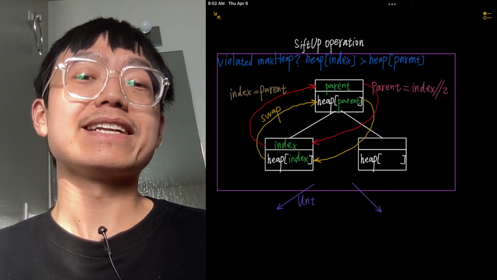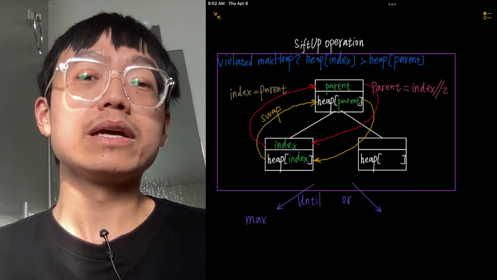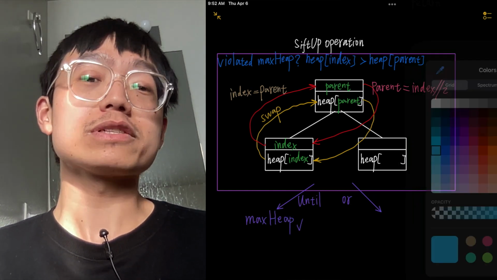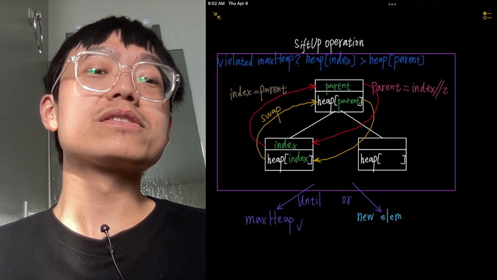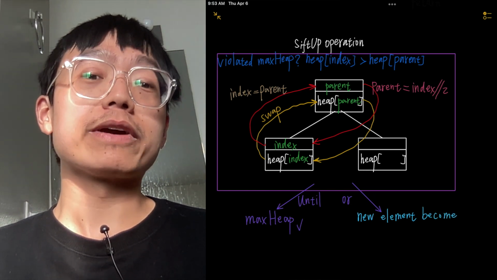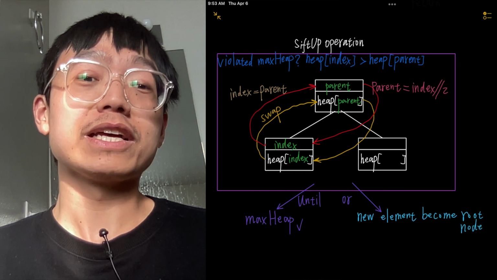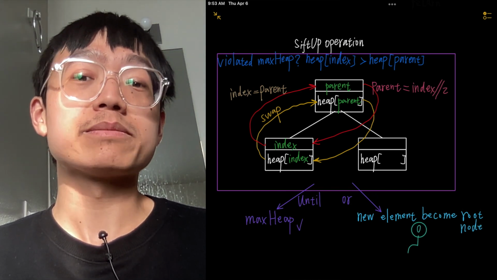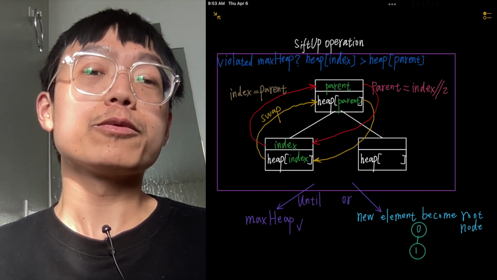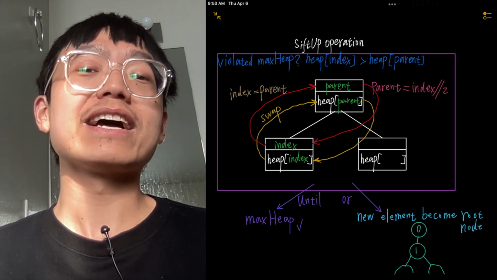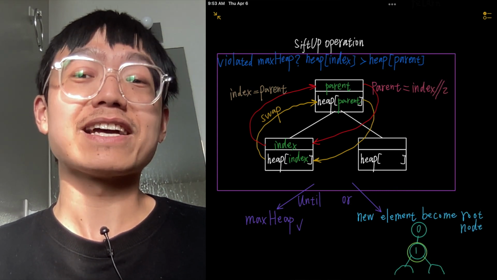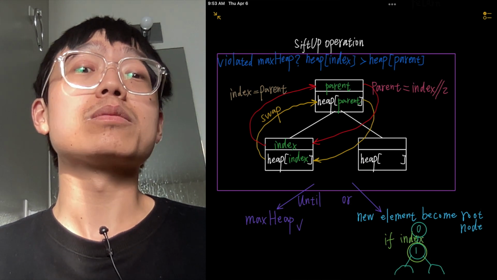The newly added element may need to be compared with its new parent node and possibly swapped again. So the shift-up operation will ensure that the maximum heap property is maintained after we insert a new element into this maximum heap, right? This loop will continue until the newly added element is no longer larger than its parent node or it becomes the root node.